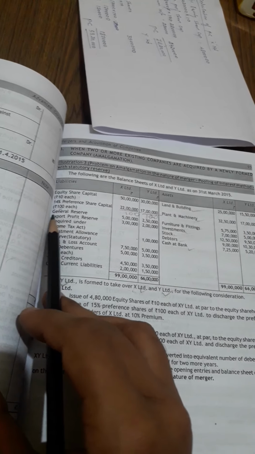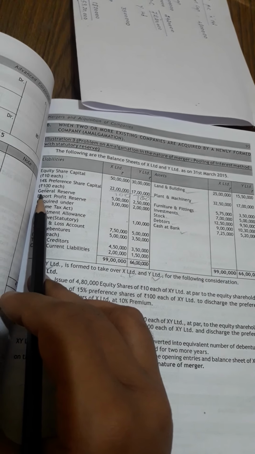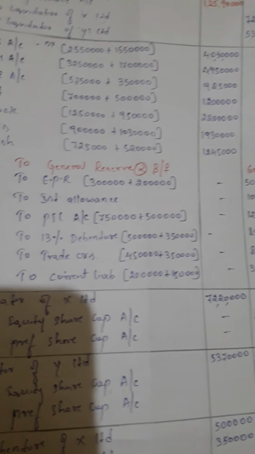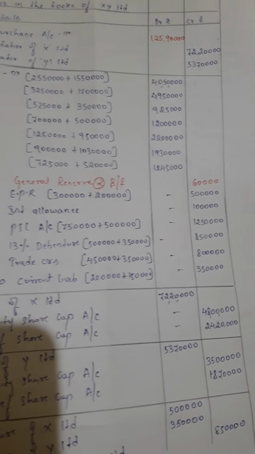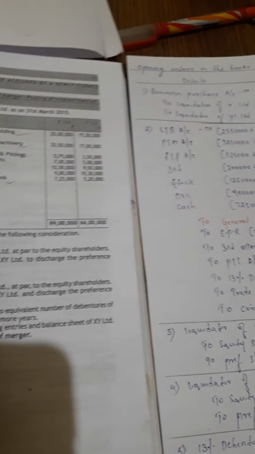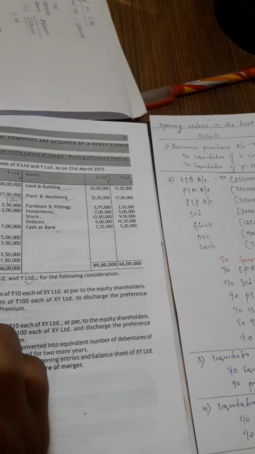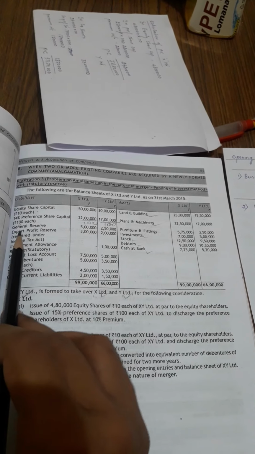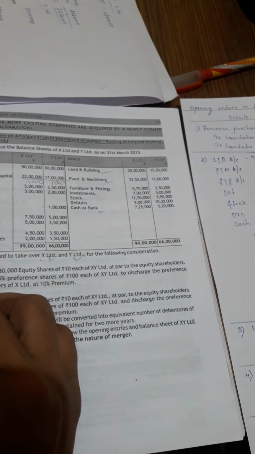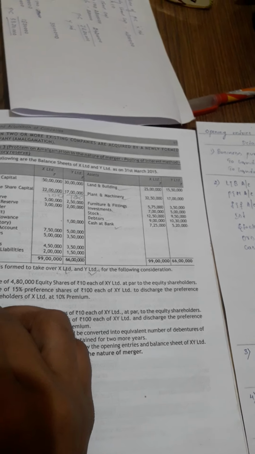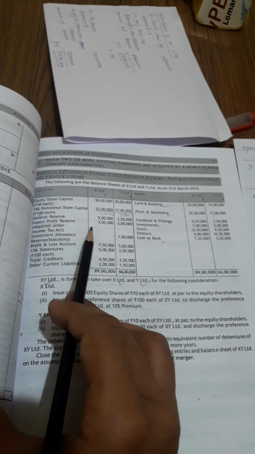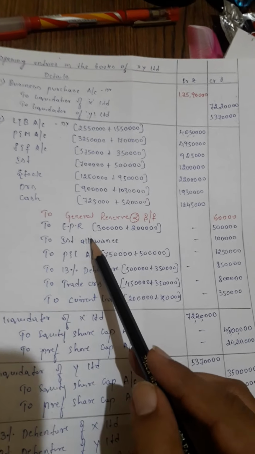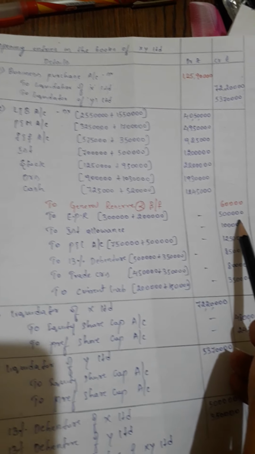It starts from general reserve, for X Limited 5 lakh and for Y Limited 2 lakh 50,000. General reserve we should not take. Why? Because it is a hidden figure. I'll tell you at the last. It has to start from export profit reserve. Export profit reserve for X Limited is 3 lakh and for Y Limited is 2 lakh. 3 lakh, 2 lakh credit.